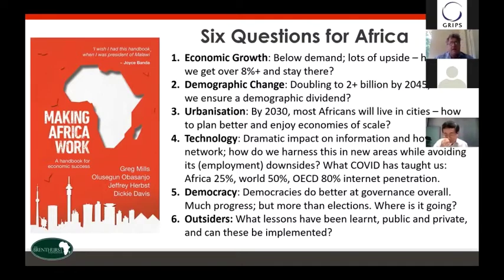Or is that avenue now closed off to us? There's a fifth aspect to this, which I've already highlighted, which is this question of democracy. Democracies do better at governance overall in Africa. It's quite different in a sense to the Asian position, not different, of course, to the Japanese one.